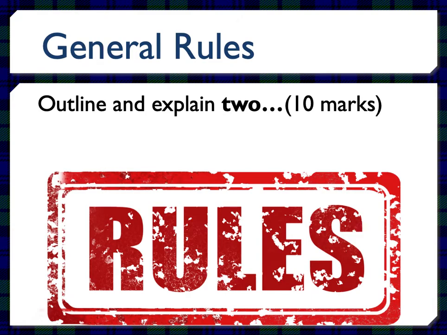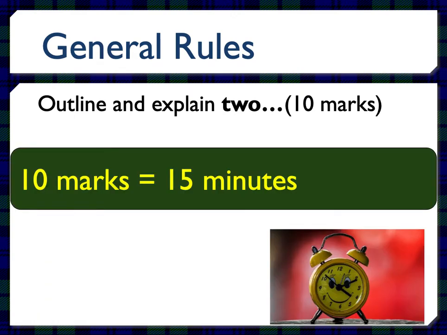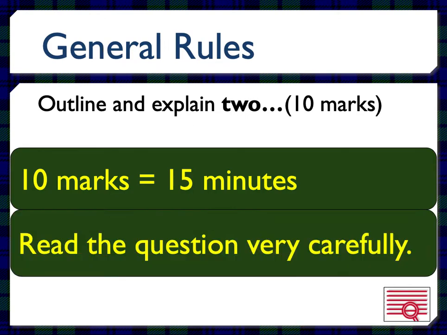Given that we know this question type will appear on every paper, there are a few general rules that can be applied here. Firstly, with regards to time, it's worth 10 marks, therefore we should be spending 15 minutes answering it. There is no item, which makes it different to the other 10-mark question. As with every question on every paper though, make sure that you read the wording very carefully. The command is always going to be the same. The question will always begin with this phrase, outline and explain 2.